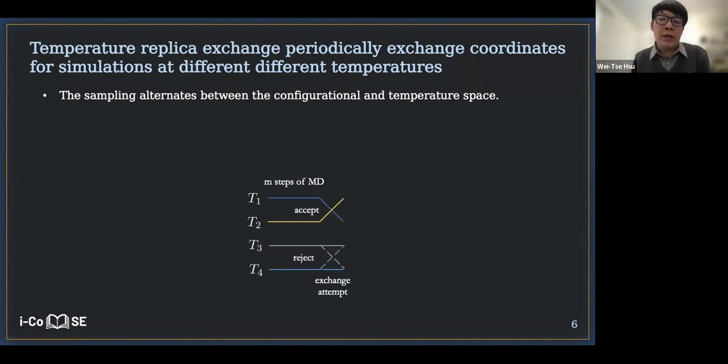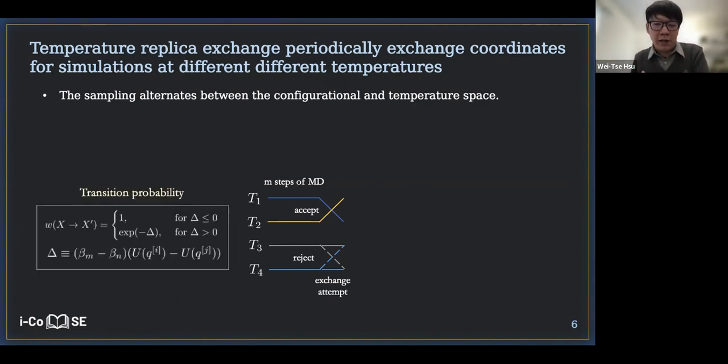As you can see in the animation, for each of the replicas, we first run m steps of MD simulation to sample the configurational space. After that, we propose exchanges between different replicas, which is done in the temperature space. At this point, the corresponding transition probabilities will be calculated based on the detailed balance condition, so that you can see if the proposed exchanges should be accepted or not.